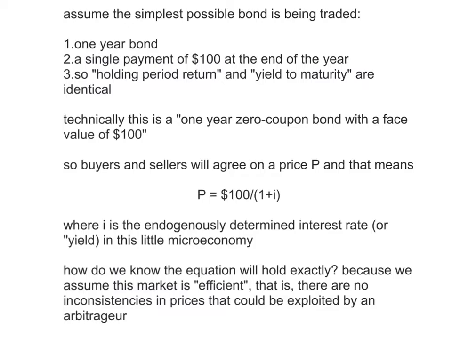And we know the equation will hold exactly because we're assuming it's an efficient market. Efficient in this sense means there's no inconsistencies in prices that some arbitrager could exploit to make free money. Everything has to add up, and there's no waste, if you like, or no irrationality in this market.